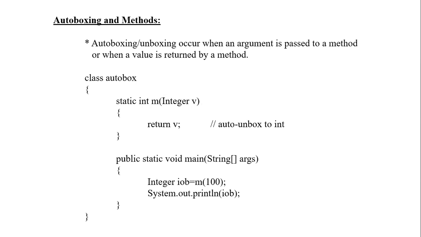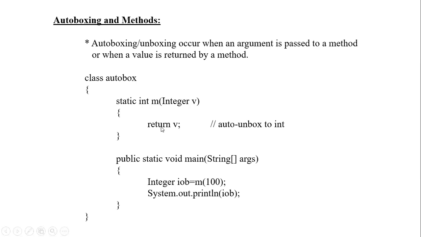Auto boxing and methods. See, the example is simple. What we have shown in this example is, from a main method you are creating one integer object, right? So for this m you are passing a value as 100. It is a primitive value, right? But what is the argument you have here to accept that one? Integer object you have, right? So now auto boxing will take place. Boxing will take place. 100 has been copied to Integer v, right? Primitive type has been copied into an object type.